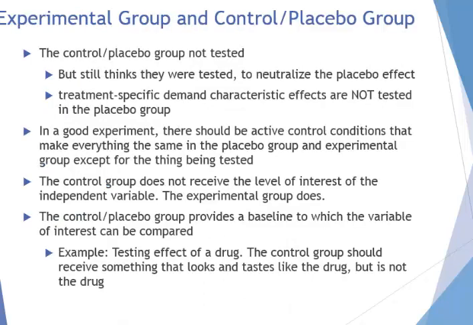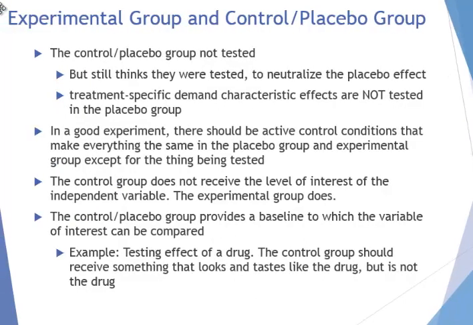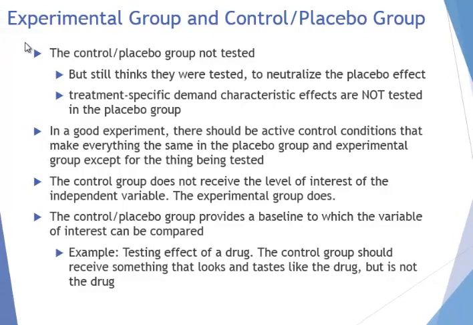Okay. Then you have this idea of the experimental group versus the placebo group, and we don't have to spend a tremendous amount of time on this because we've already covered it in previous chapters. The control group is also sometimes given a placebo, which means the person is not actually getting the medication or the treatment, but the person thinks he or she is getting the medication. So the treatment-specific demand characteristic effects are not tested in the placebo group. I think I'm getting an aspirin, but in fact I'm just getting a sugar pill.